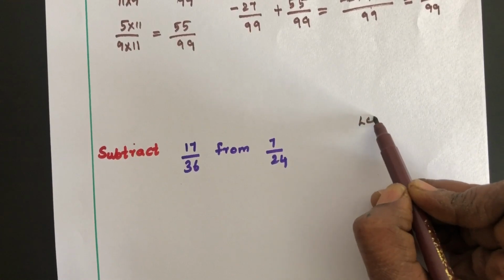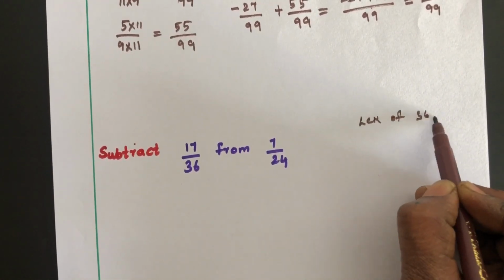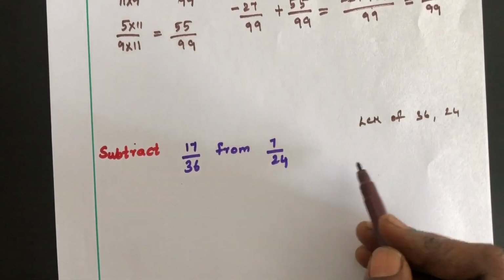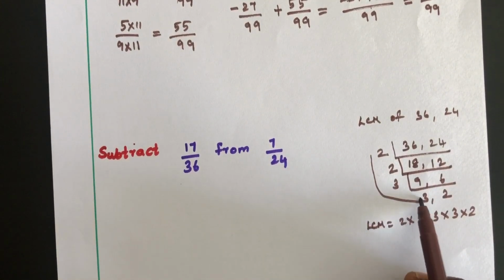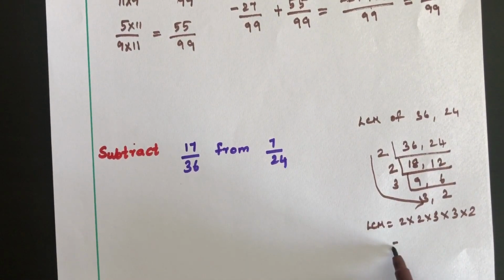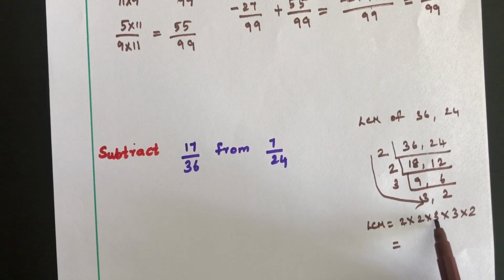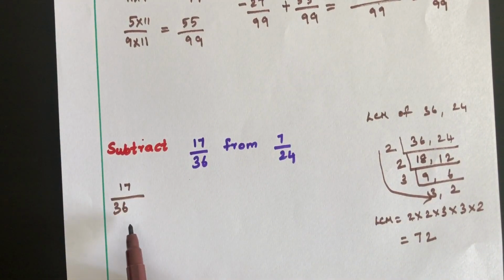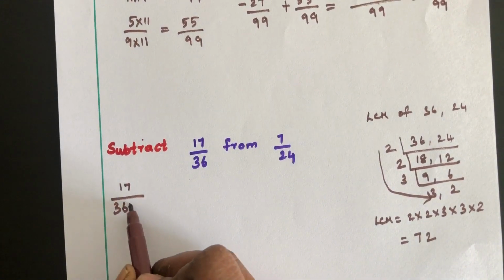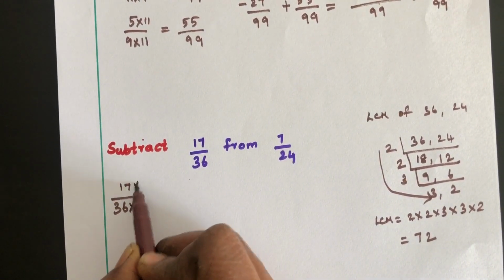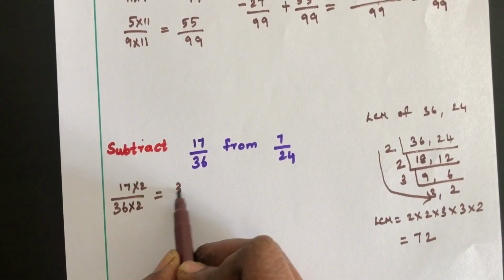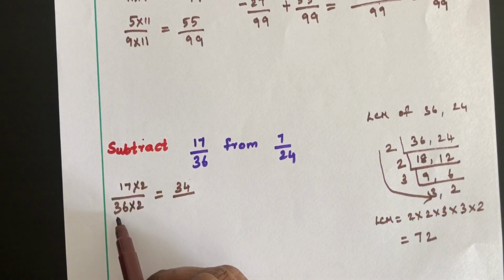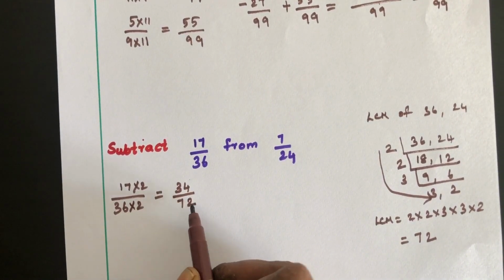Here, the LCM of 36 and 24 we have fully taken. So this is equal to 2 2s are 4, 4 3s are 12, 12 3s are 36, 36 2s are 72. 17 by 36: to make the denominator 72, we need to multiply it with 2, right? So 17 into 2 is 34 by 36 into 2 is 72. So we have converted this.